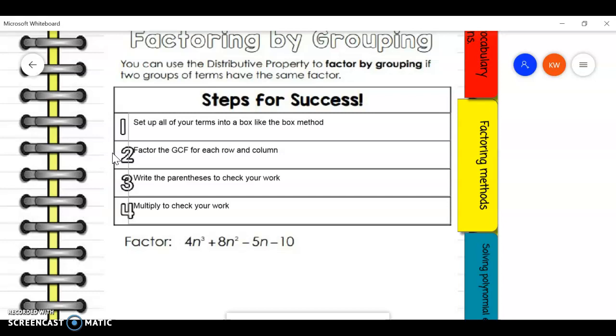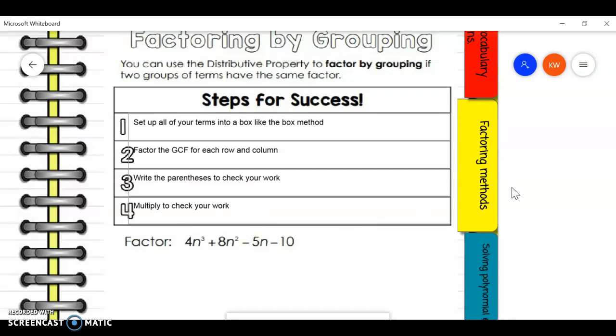In this case here, it's not always just going to be x to the first. There's a lot of different things. So let's look. All right, first thing, set up all your terms in a box like the box method. Then we are going to factor the GCF for each row and each column. Then we are going to write the parentheses to check our work. And then we are going to multiply to check our work.